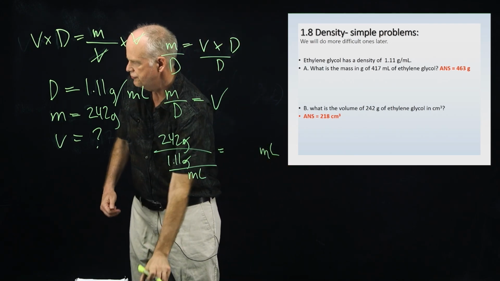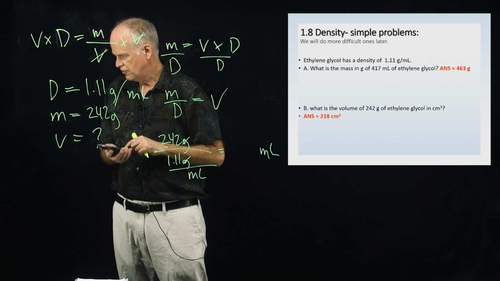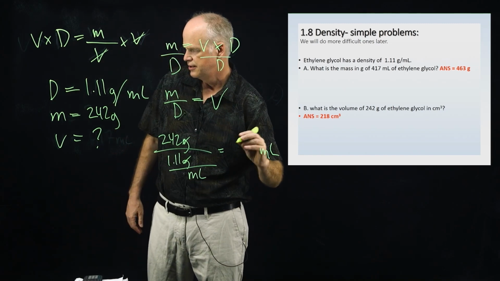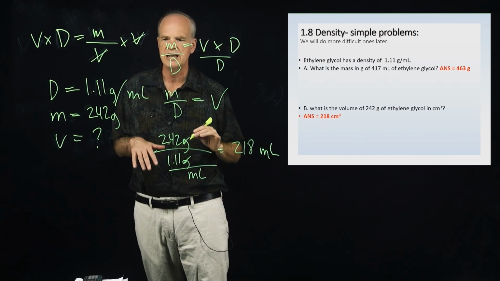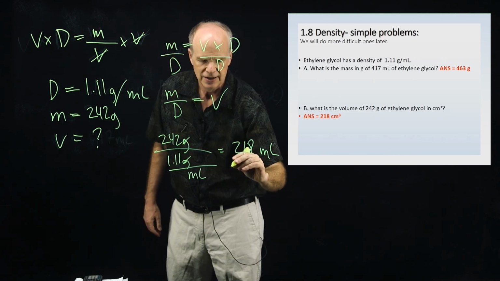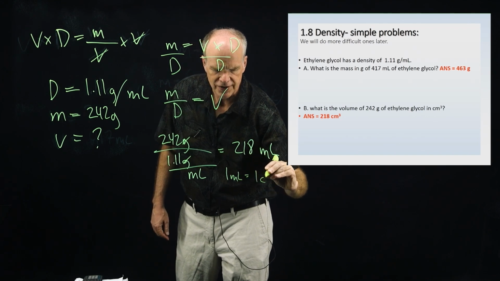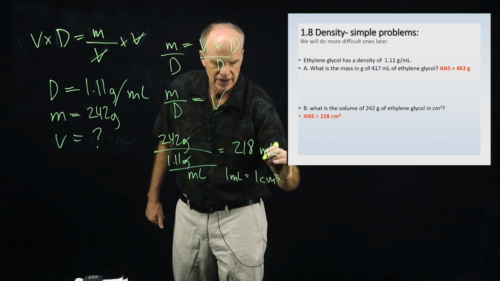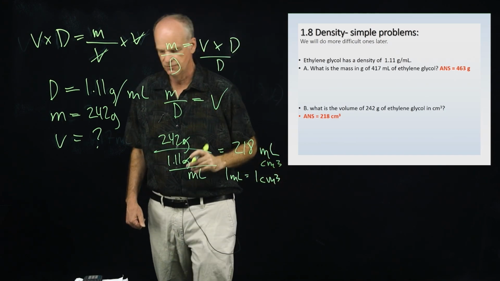And so if you take 242 and divide it by 1.11, you should get 218 milliliters. Now, the problem wants the answer in centimeters cubed. What we learned recently is that for every 1 milliliter you have also 1 centimeter cubed. So if the answer is 218 milliliters, it's also 218 centimeters cubed. Okay, we'll move on.